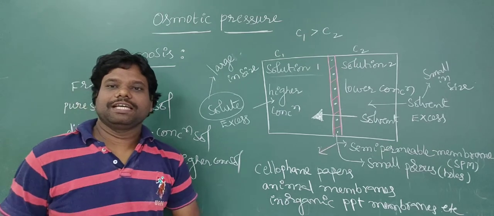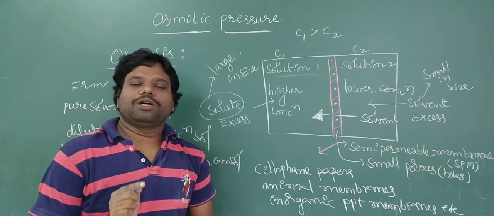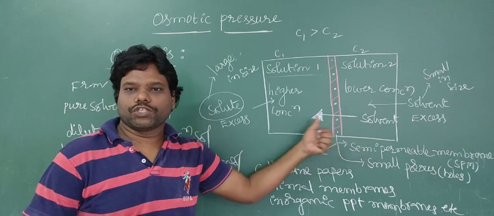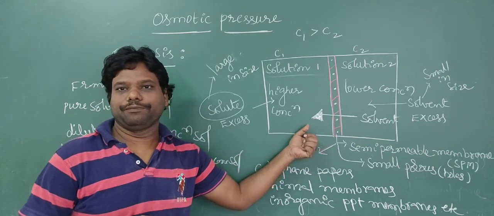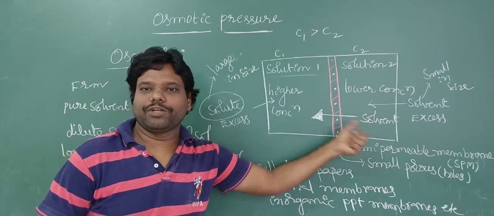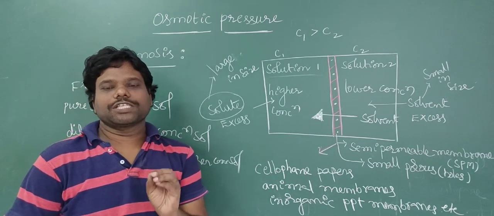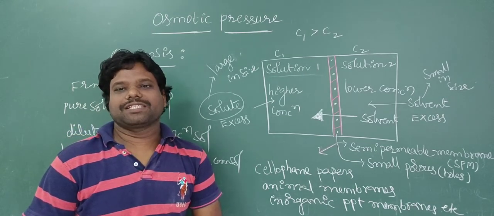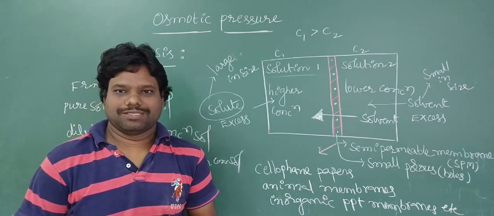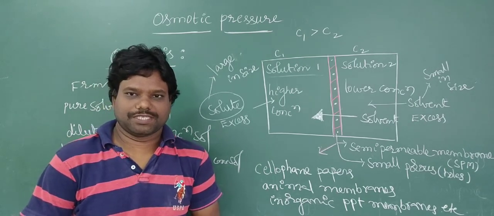Once again listen, definition of osmosis: the flow of solvent molecules through a semi-permeable membrane from dilute solution to concentrated solution, or from lower concentration to higher concentration solution, or from pure solvent to solution, is called osmosis. An example of osmosis is plants taking up water from soil through roots. It is the best example of osmosis. Okay.